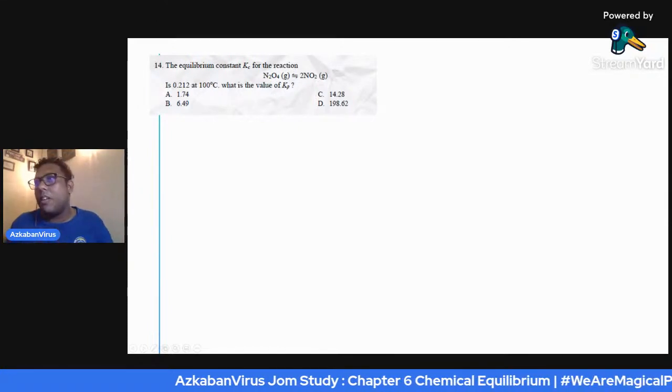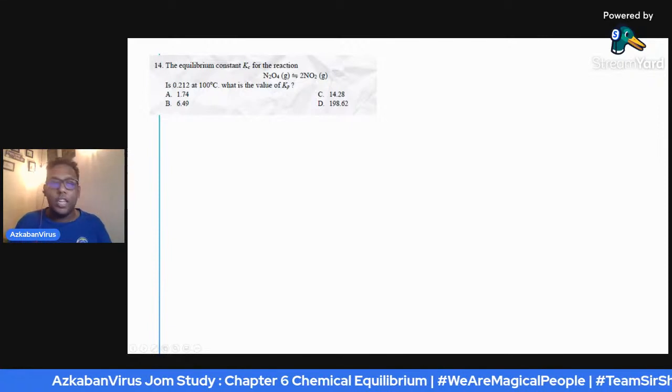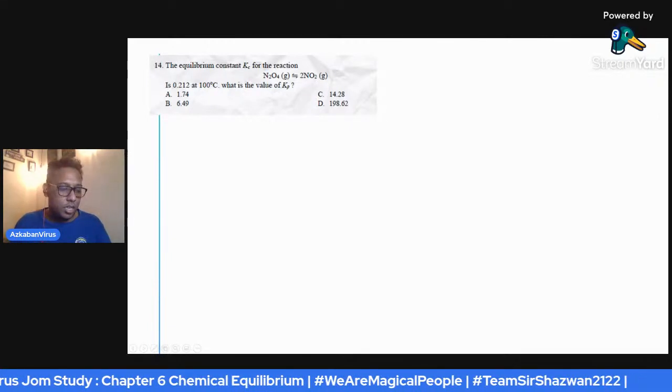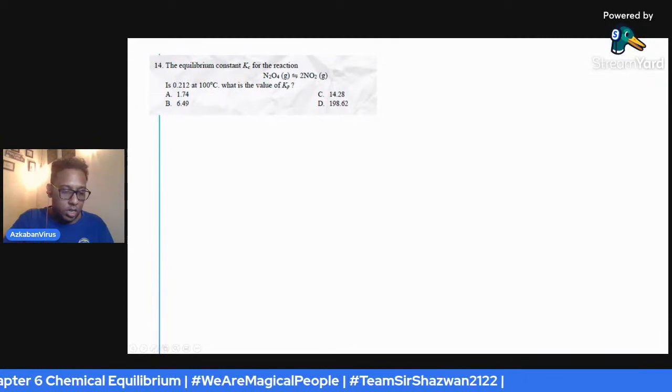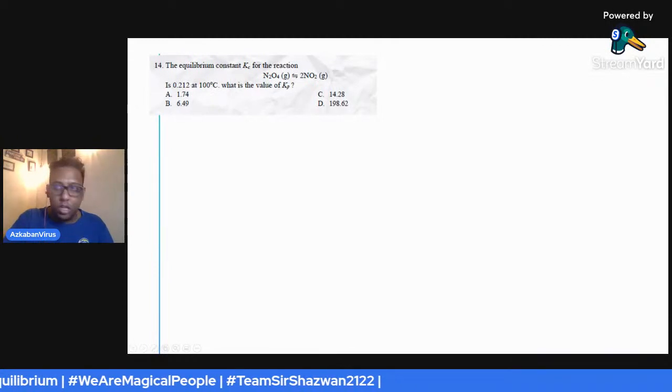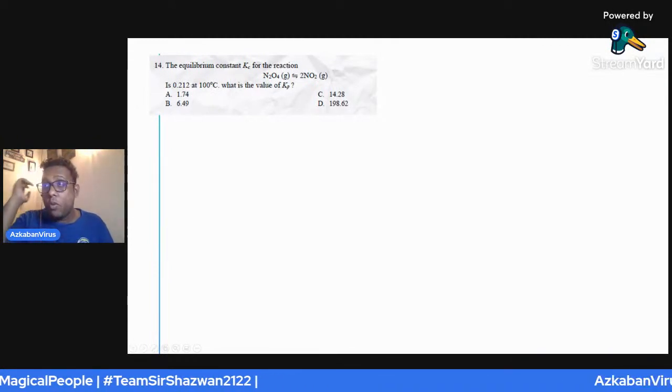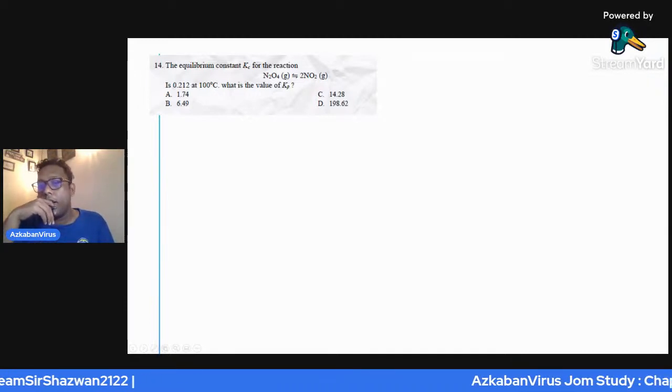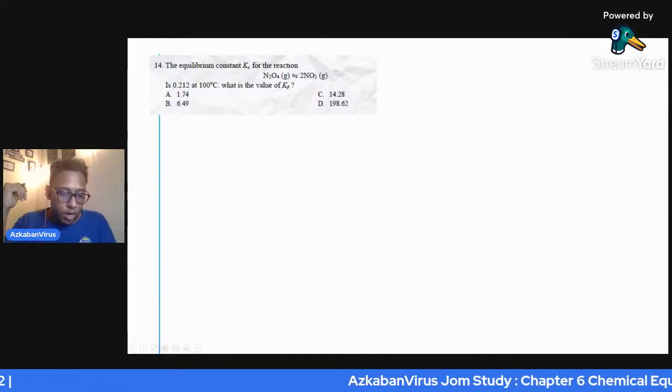Okay, no problem. The equilibrium constant Kc for the reaction is given as 0.212. What is the value of Kp at 100 degrees Celsius? It's the same story.